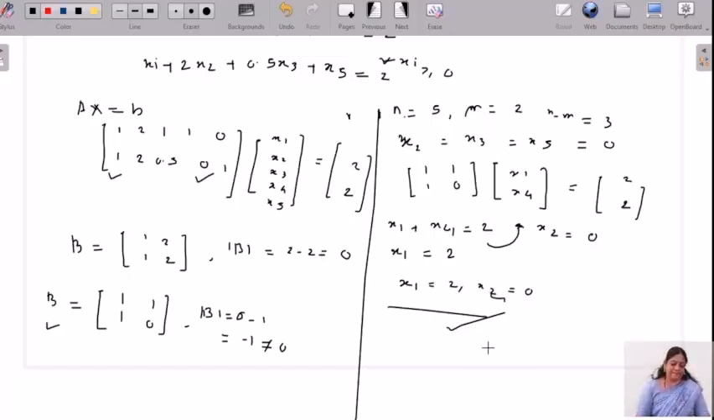Here x1 and x4 are basic variables, and x2, x3 and x5 are non-basic variables. And the matrix B is called the basis matrix.